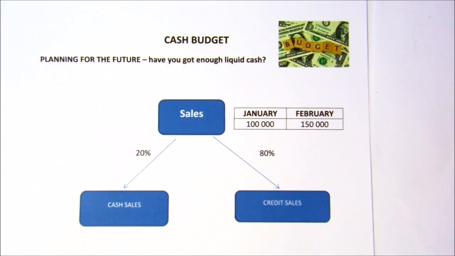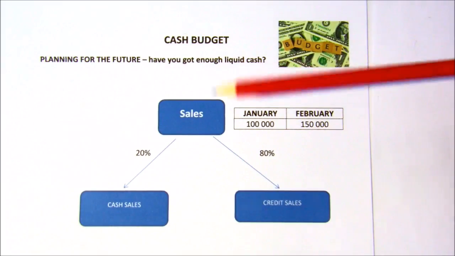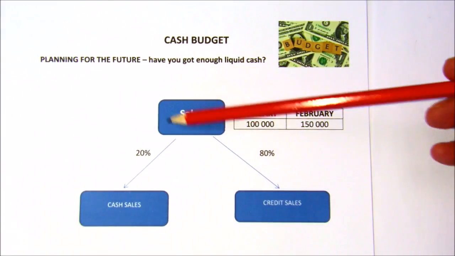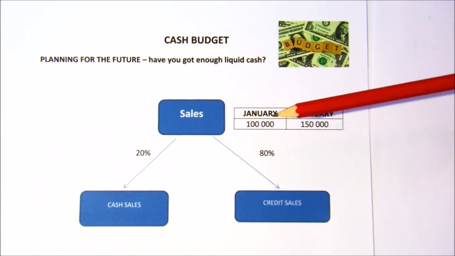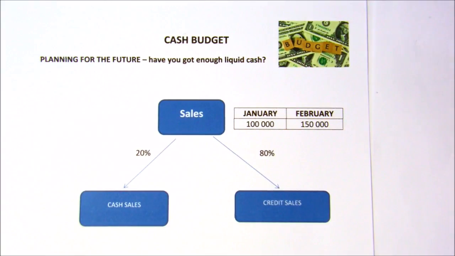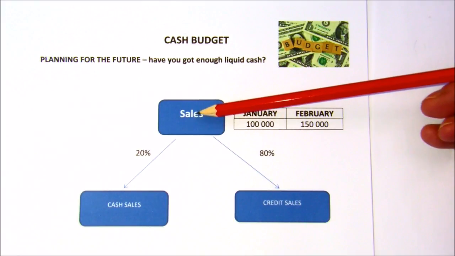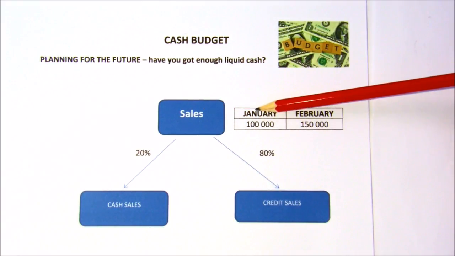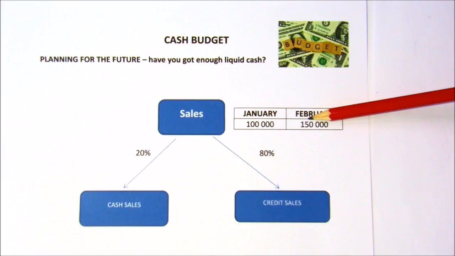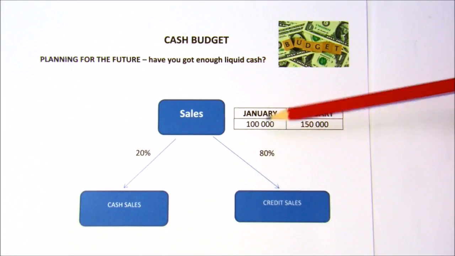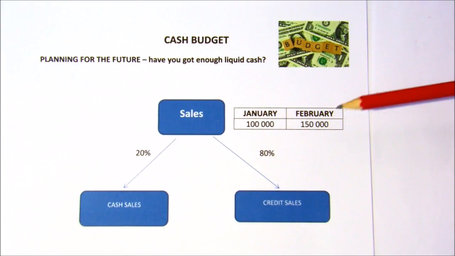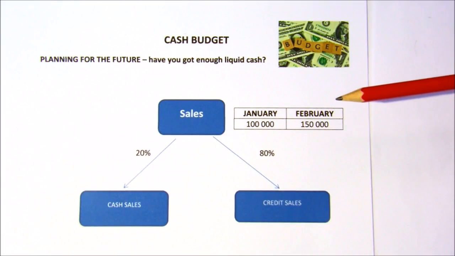Now, the first thing that you need to focus on when you're looking at the budget is the sales. So you will be given or you'll be calculating. In other words, they could say to you it increased by 10% on last year's or something. But the first thing you need to identify is what your sales are for the months that you're working. So I've given you January sales are 100,000 and then February's 150. So that's the first thing you need to identify.